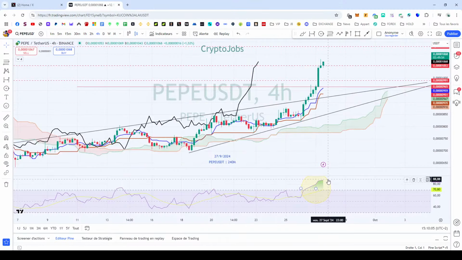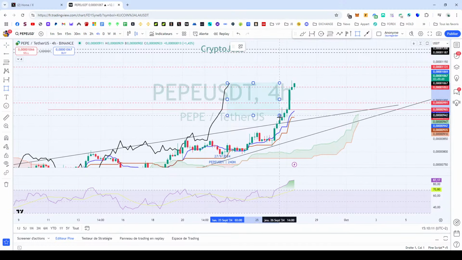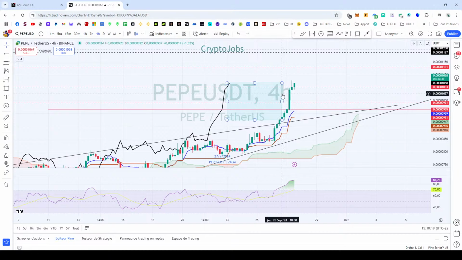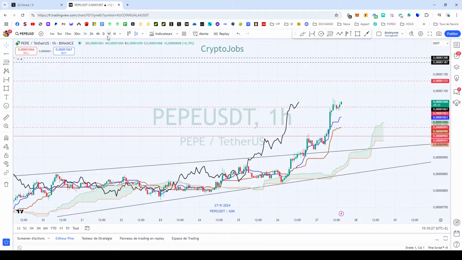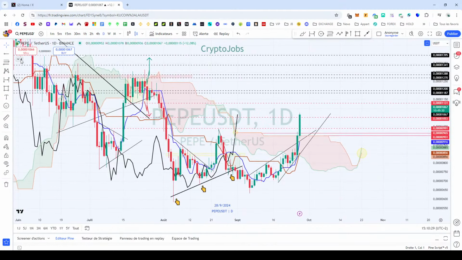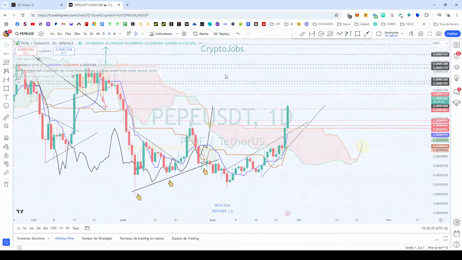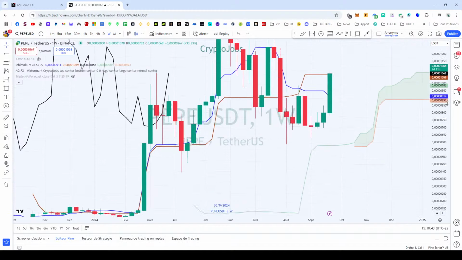Now, if I zoom on the H4, the lagging span is still pretty far from the prices, and prices are moving alone without the Tenkan and Kijun. So this is a possible reversal zone, but zooming at the daily, I think we are going to see another final pump maybe before another short-term correction. I'm trying to find a resistance on the weekly. Okay, I will delete all the tools.